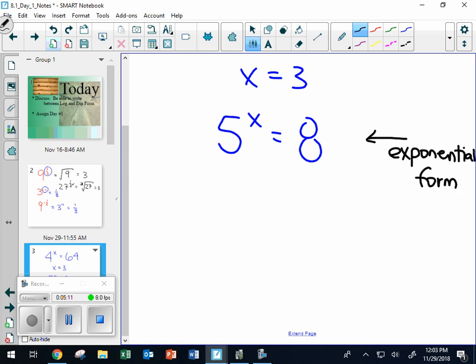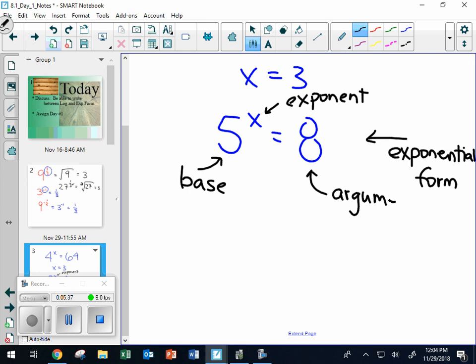And if this is our exponential form, let's look at the parts first. What is this called? That is indeed an exponent. Thus, exponential form. Does anybody remember what this part is called? What do you think? That is indeed our base. And this last part right here is our argument. So we have a base, we have an exponent, and we have an argument.